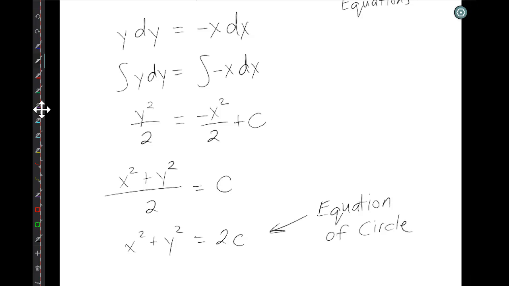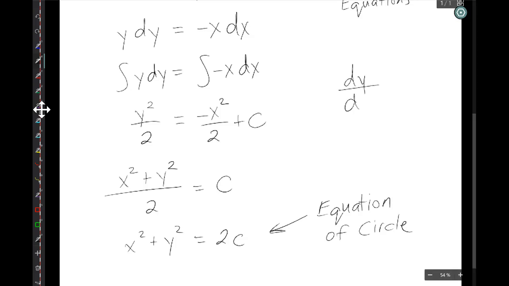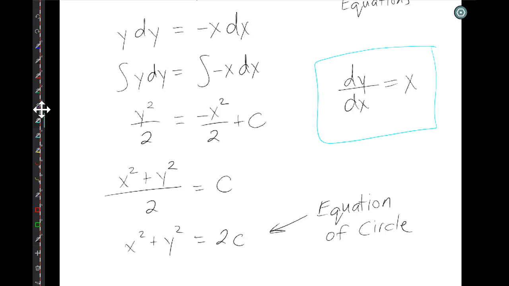If you want, I encourage you to keep checking out Desmos, that slope field generator. What do you think the graph of the slope field for dy dx is equal to x is going to look like? What family do you think will be the solutions for those differential equations? And have fun.